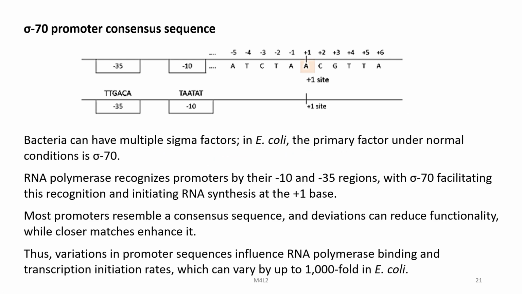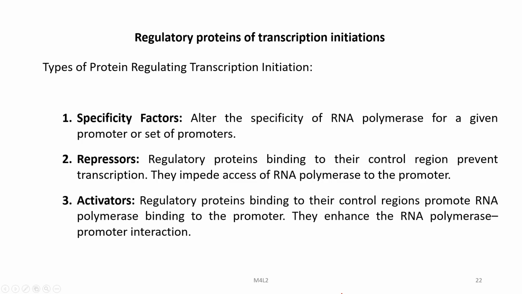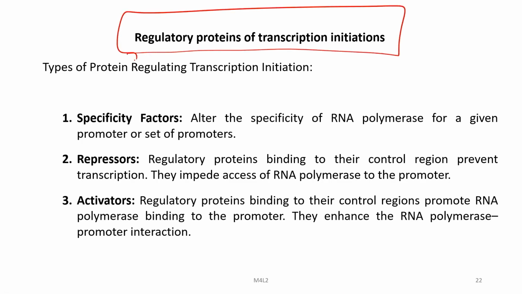The RNA polymerase recognizes promoters in their -10 and -35 regions, with sigma 70 facilitating this recognition and initiating RNA synthesis at the +1 base. Most promoters resemble a consensus sequence, and deviations can reduce functionality while closer matches enhance it. So, the sequence of these promoters is also playing a critical role in this regulation. Variations in promoter sequence influence RNA polymerase binding and transcription initiation rates, which can vary up to 1000-fold in case of E. coli. What are the regulatory proteins of transcription initiation?